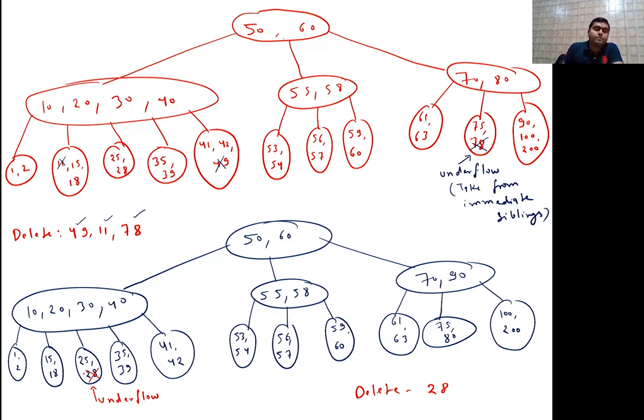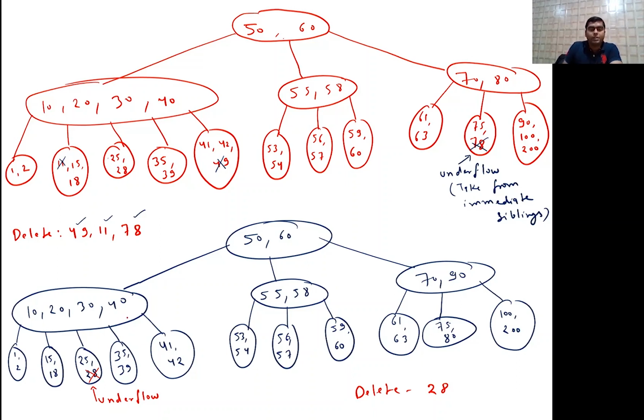So what will happen? In case of underflow, it will take from an immediate sibling. But no one is in the position to give, because all the siblings have only two elements. Looking at the left sibling, 15 and 18, two elements, and the right sibling is also 35 and 39, two elements. So they have the minimum elements and are not in the position to give. So what will happen in that case?